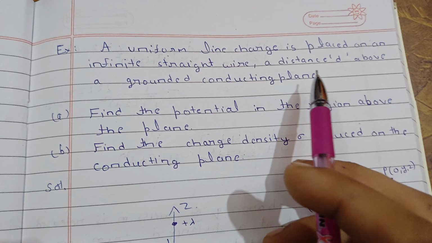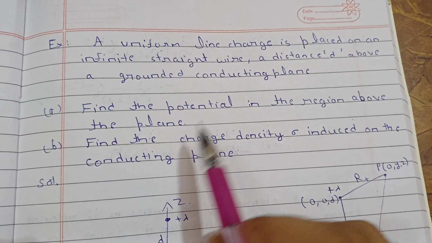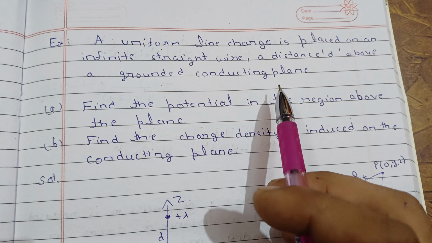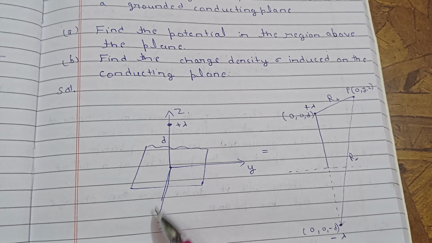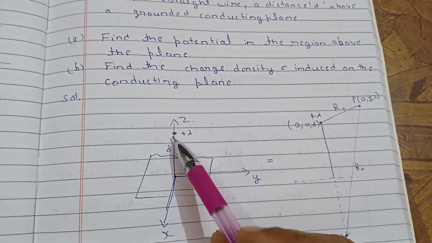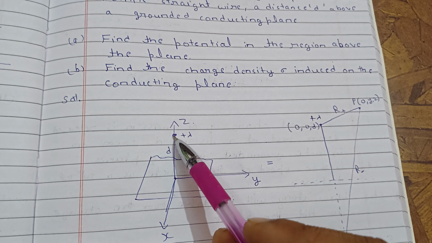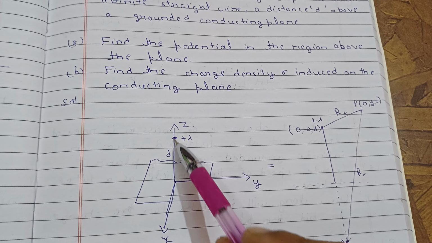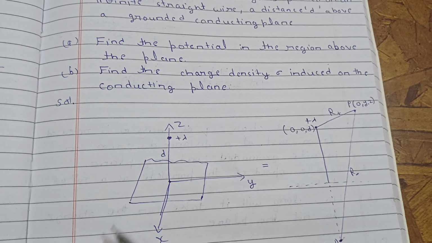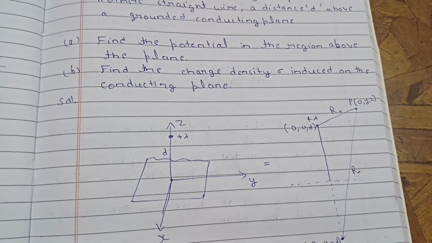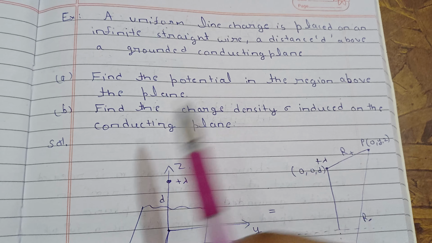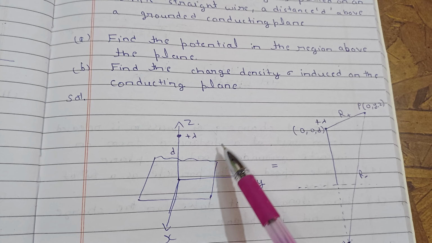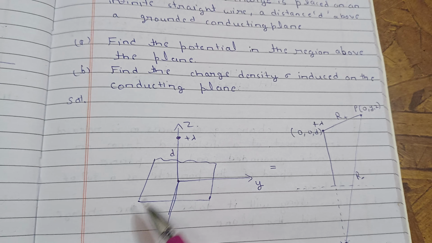A uniform line charge is placed on an infinite straight wire, a distance d above a grounded conducting plane. So you have some conducting plane lying in the xy plane, and there is this infinitely long wire in the x direction. This line charge, with charge density lambda, is placed at distance d from this plane sheet. Now what do we need to find? We need to find the potential in the region above the plane. So above the plane means somewhere here we need to find the potential.